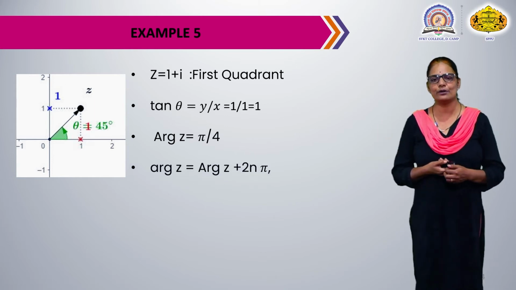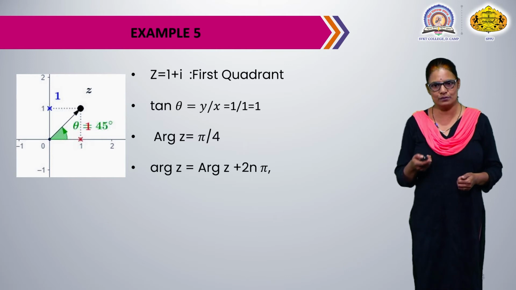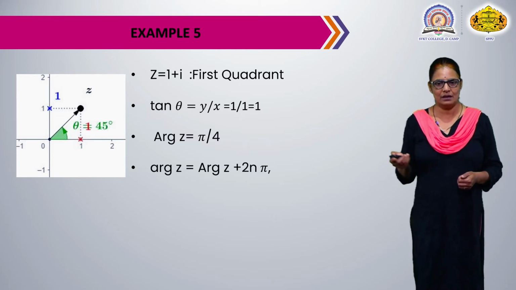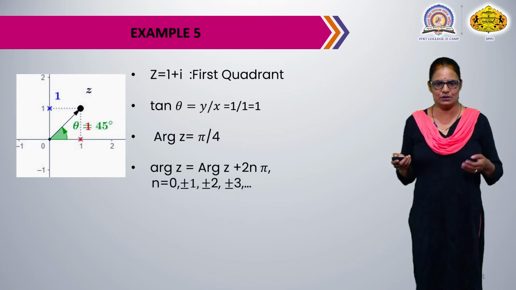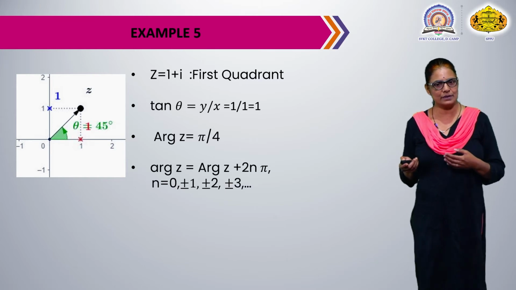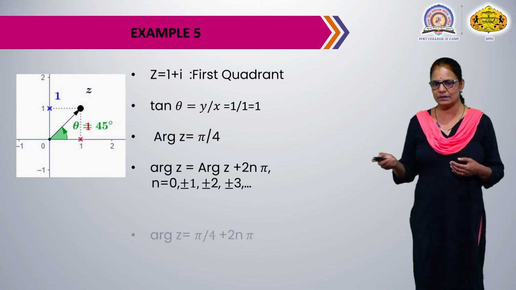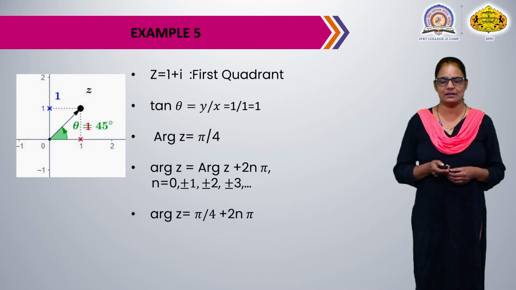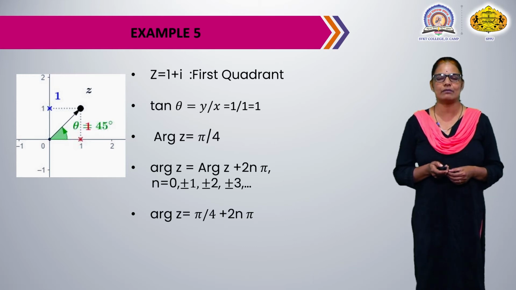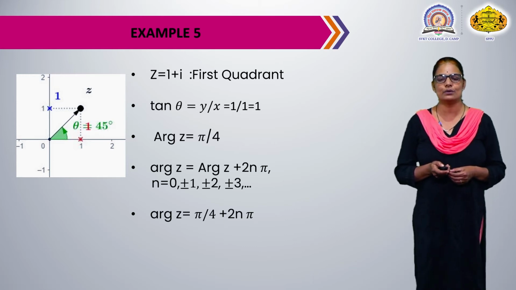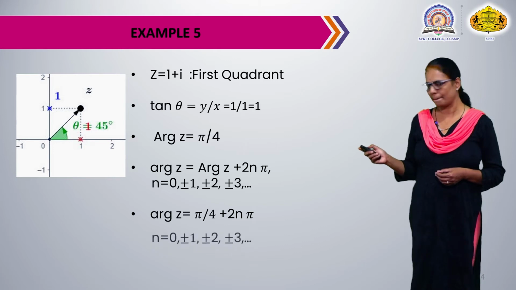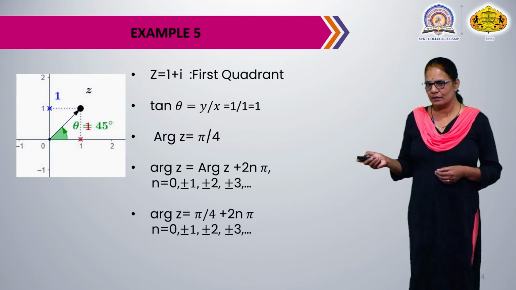So the argument of z is pi by 4 plus 2n times pi, where n is any integer, that is 0, plus minus 1, plus minus 2 and so on. Just put here the principal argument. So we will get the argument of z equals pi by 4 plus 2n pi.